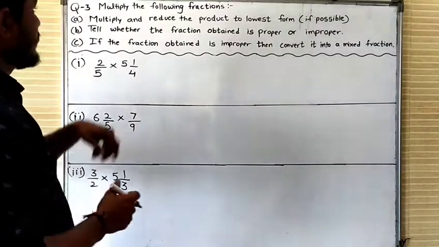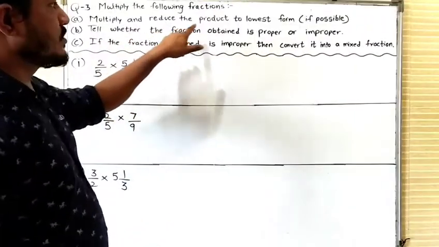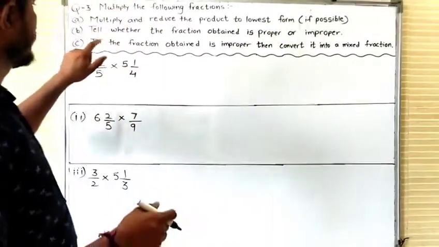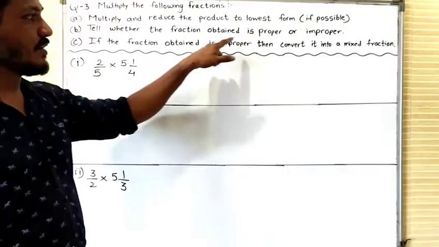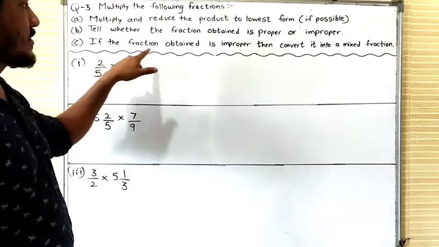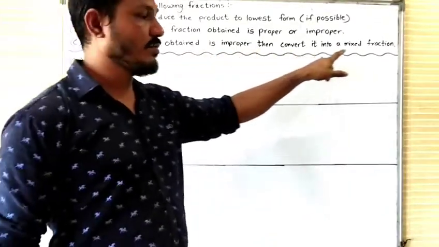Let us start question number 3. Multiply the following fraction. Multiply and reduce the product to lowest form if possible. Tell whether the fraction obtained is proper or improper. If the fraction obtained is improper, then convert it into a mixed fraction.